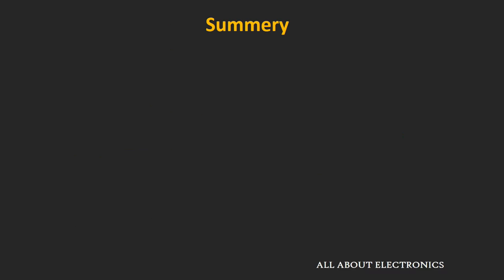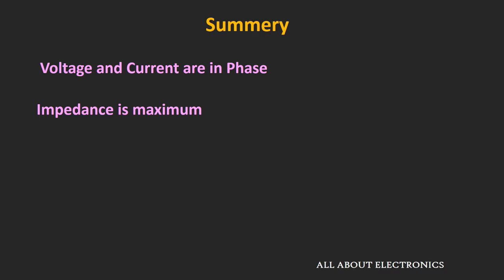So in summary, in a parallel resonant circuit, at resonant frequency the voltage and current are in phase. Also the impedance of the circuit is maximum, and the value of this maximum impedance is nothing but R. That means the impedance at resonant frequency is purely resistive. As the impedance is maximum, the current flowing in the circuit is minimum.